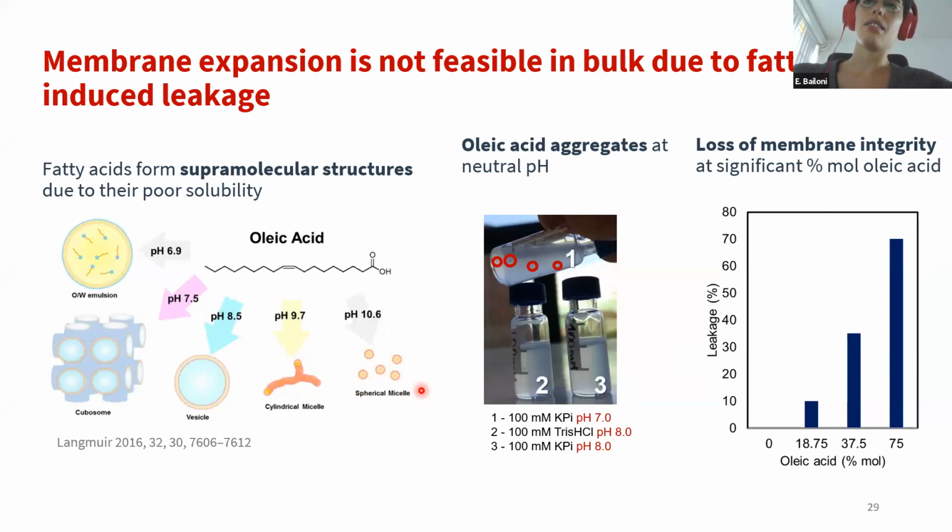And this really caused a problem for us because, first of all, we observed aggregates when we tried to dissolve oleic acid at a neutral pH. And so we had to work at higher pH, at around pH 8, to obtain a more homogeneous solution. But again, I want to point out that this is a very turbid solution, probably containing oleic acid vesicles or assemblies of oleic acid that are not in the free form.